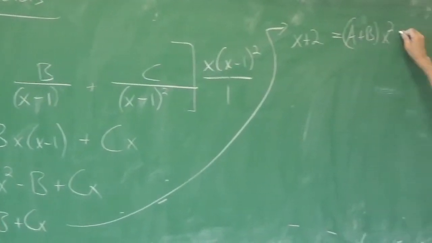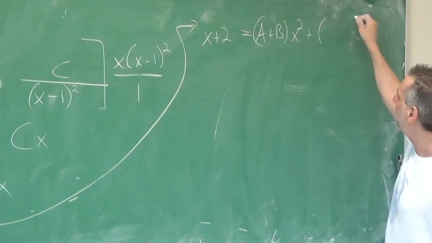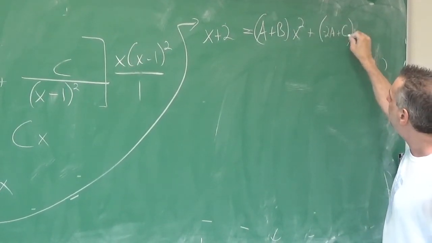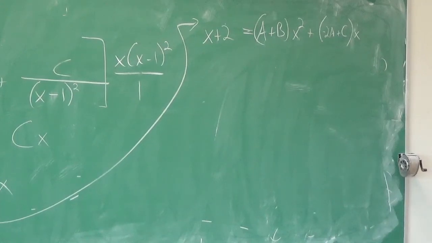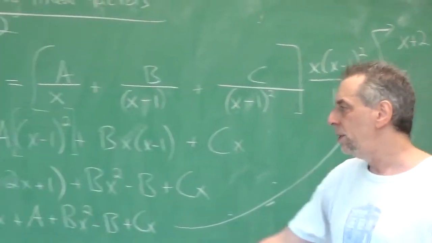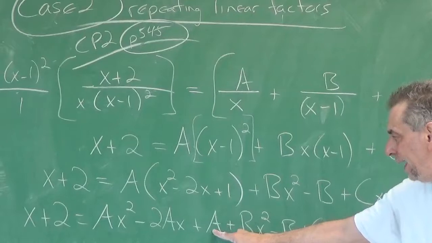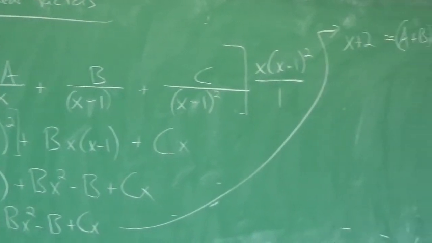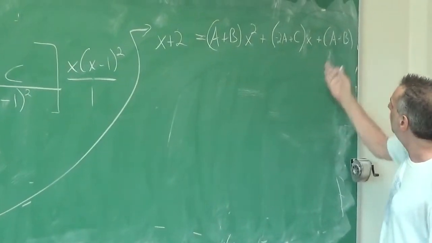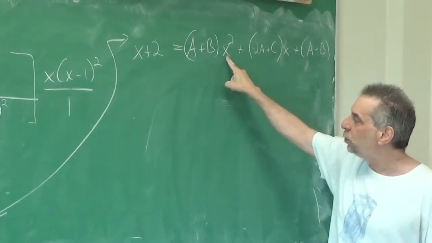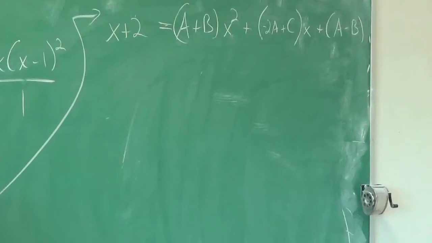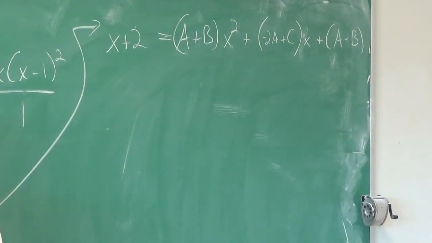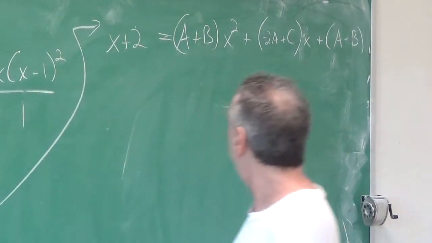So again, I'm going to put everything as plus, and then in parentheses deal with the negatives. So I get negative 2a plus c on the x term. And the constant terms, all I have are a minus b. So again, plus a minus b. Okay, so these are the terms with x squared, the a and the b. The x term, negative 2a plus c, and the constant terms a minus b.